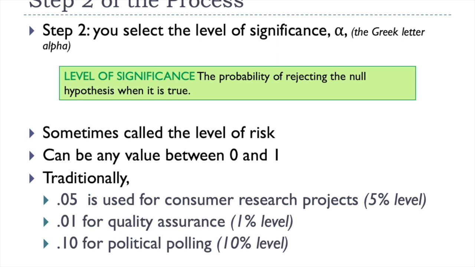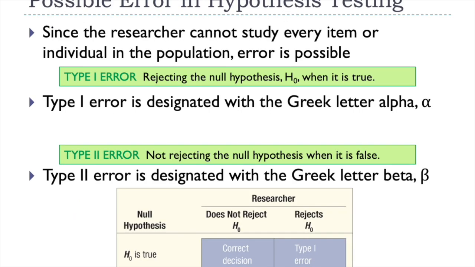Whoever's conducting the research needs to decide on the level of significance before going any further in the testing process. These are some typical ones that we use. 0.05 is typically used for consumer research projects, so we call that a 5% level of significance. 0.01 is used for quality assurance. You can see it's a smaller range, right? We want to be more accurate here, so a 1% level, whereas political polling is at a 10% level of significance.